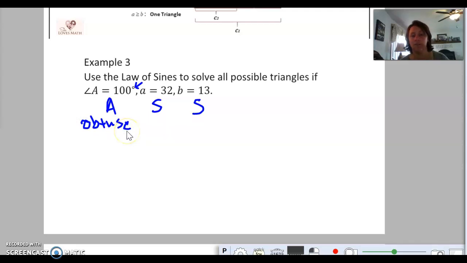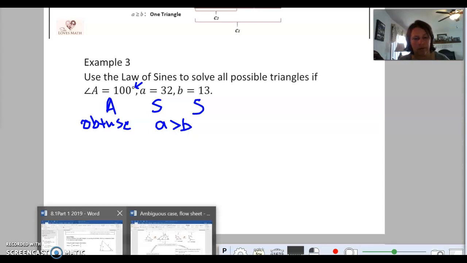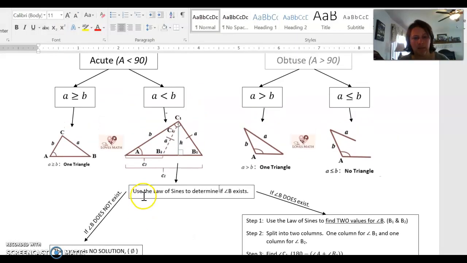Okay, so after that, then we want to know what about the sides. The side opposite the angle given, which in this case is A. So angle A is greater than angle B. So let's switch over here to our flowchart and see where we go from here.